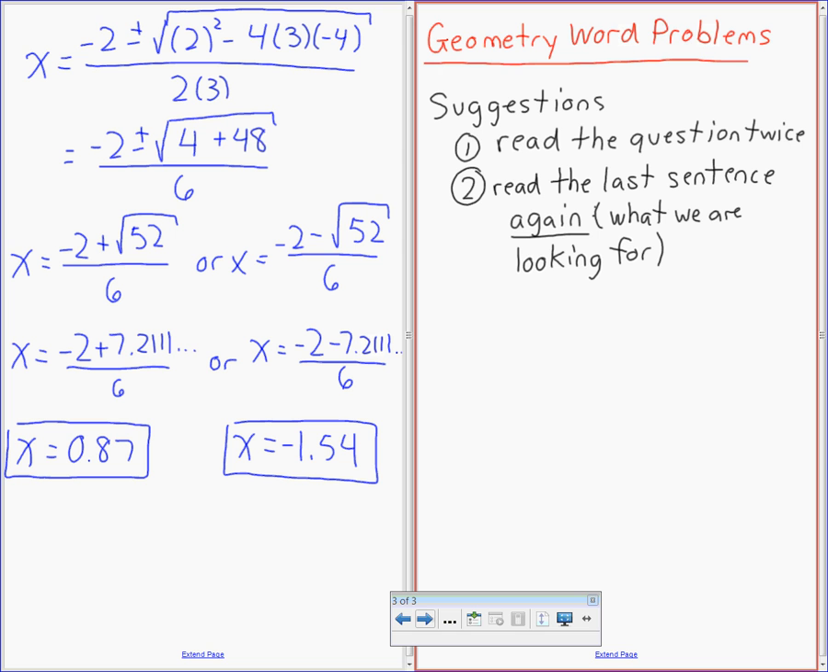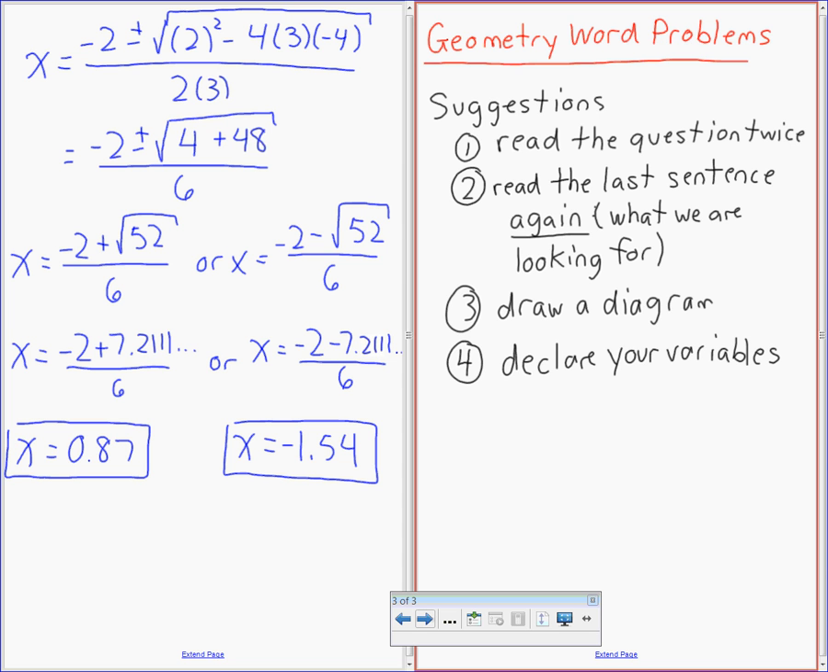Number 3 will be draw a diagram. These are geometry word problems, so these questions will involve rectangles and circles and triangles and all that stuff. So draw a picture, it really helps to do out. Number 4, declare your variables. And 5 says, ask, does this make sense? Now, haha, I know it's math class, so the answer will be no.